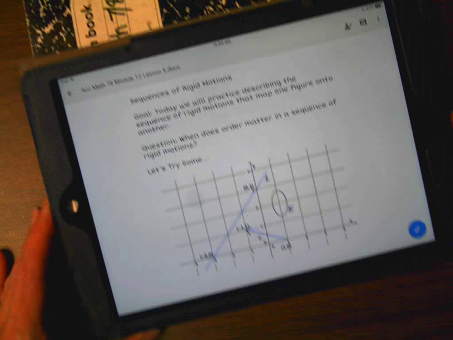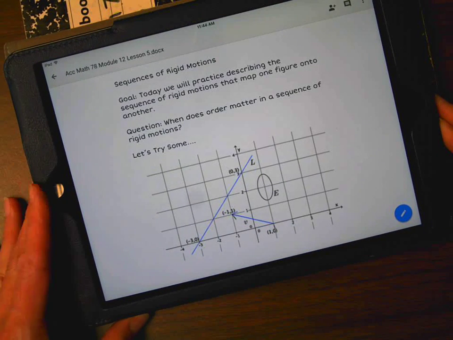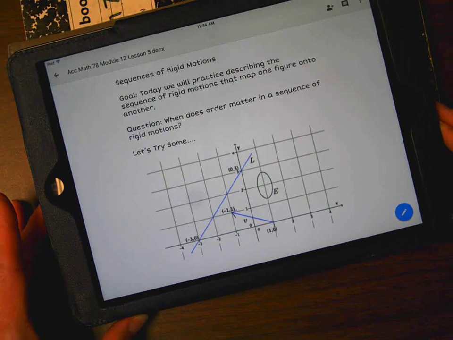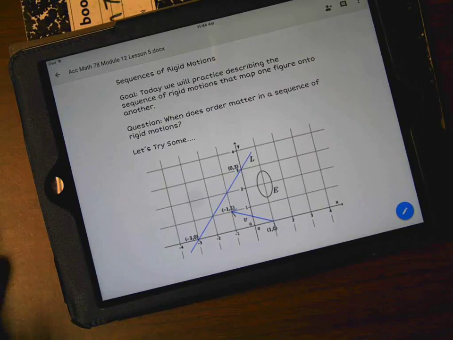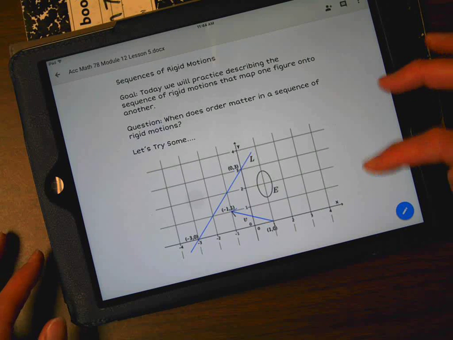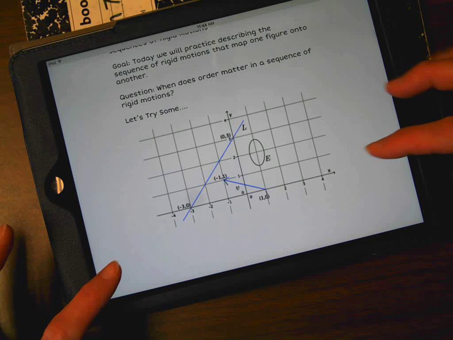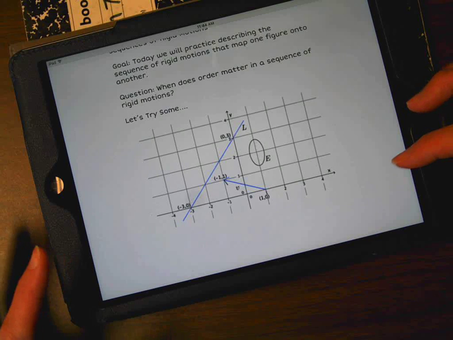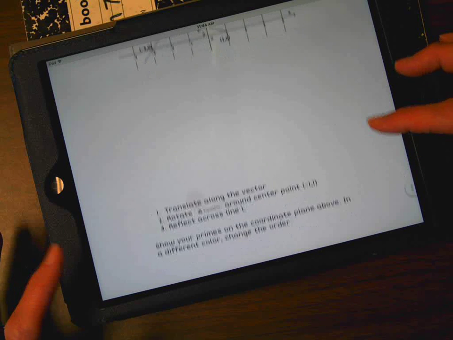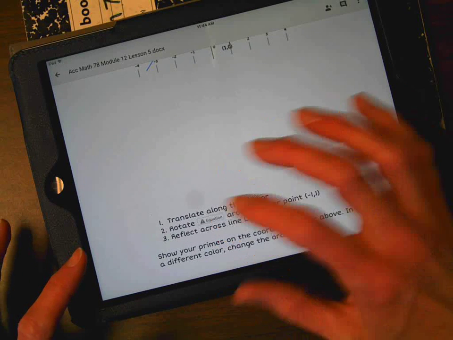And I think in yesterday's notes you were able to see how order does matter, because if you don't follow the vector in the direction that it's telling you to, in the order to go, your stuff won't map back to each other. So here's the ones that we're going to try. This picture is what you're going to be working with, all right? And it says down here what you're supposed to do.